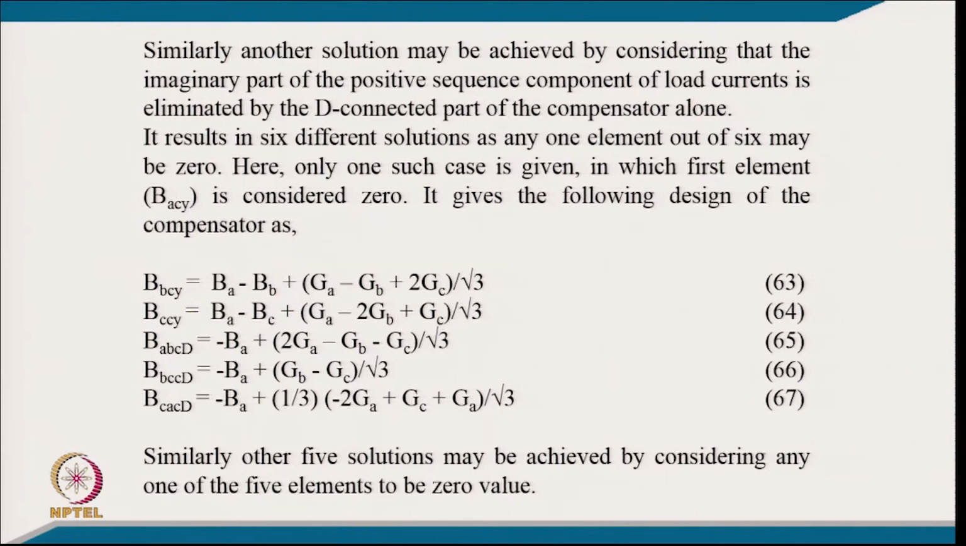So, we consider the susceptance of A phase of the star connected network to be 0. It gives the following design of the compensator, with all elements of the compensator expressed in terms of load susceptances and load conductances. That is another solution for the values of the 5 elements. Similarly, 5 other solutions may be achieved by considering any one of the 5 elements of the compensator to be 0. So, in that manner you will typically have 6 solutions.